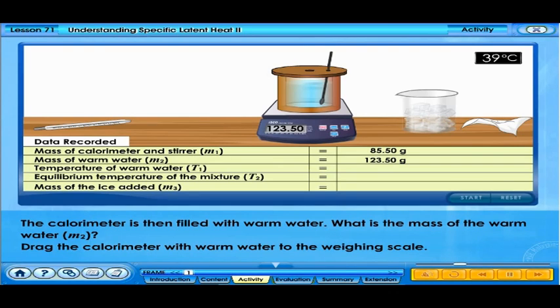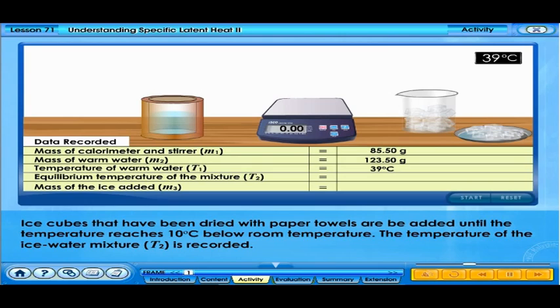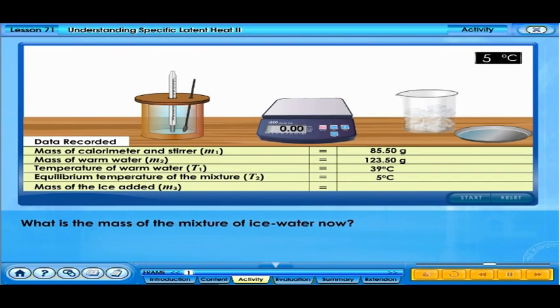The water is stirred carefully, and the temperature of warm water and calorimeter, T1, is recorded. Ice cubes that have been dried with paper towels are added until the temperature reaches 10 degrees Celsius below room temperature. The temperature of the ice-water mixture, T2, is recorded. What is the mass of the mixture of ice-water now?